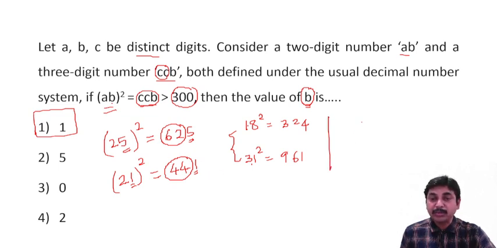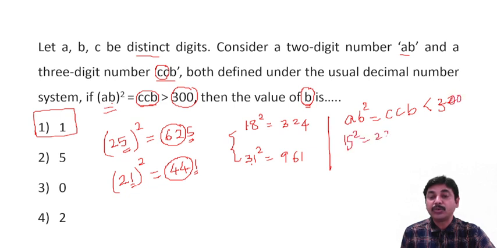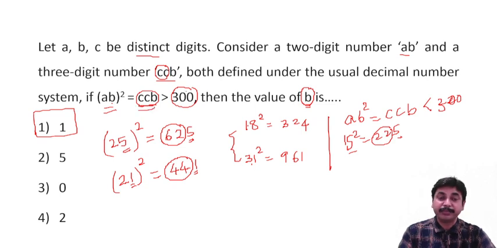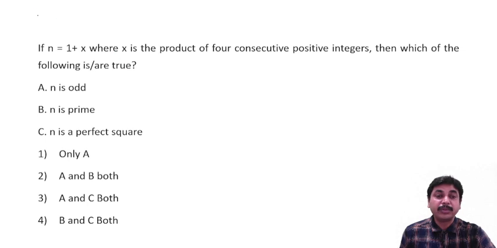If this question would have been asked in this fashion, AB square is equal to CCB, where this is less than 300, then your answer would have been 15 square, that is 225. Now this BB is correct and both are the same. In that particular case, your answer would have been 5. But here, this square number is greater than 300. Okay. Let us go to the next question.